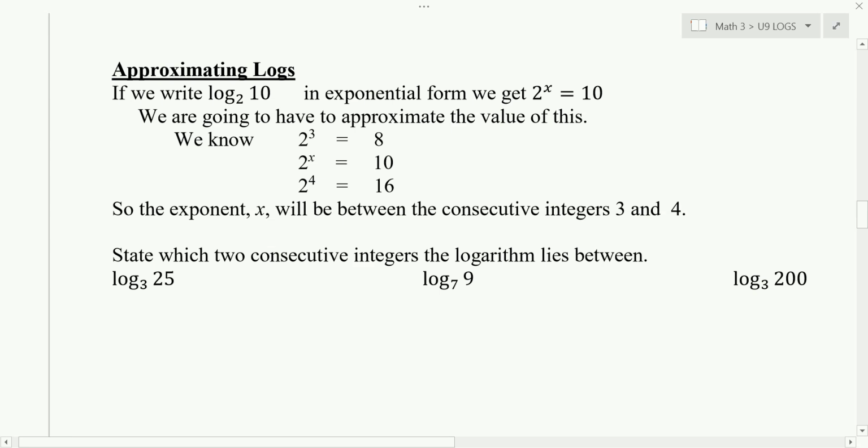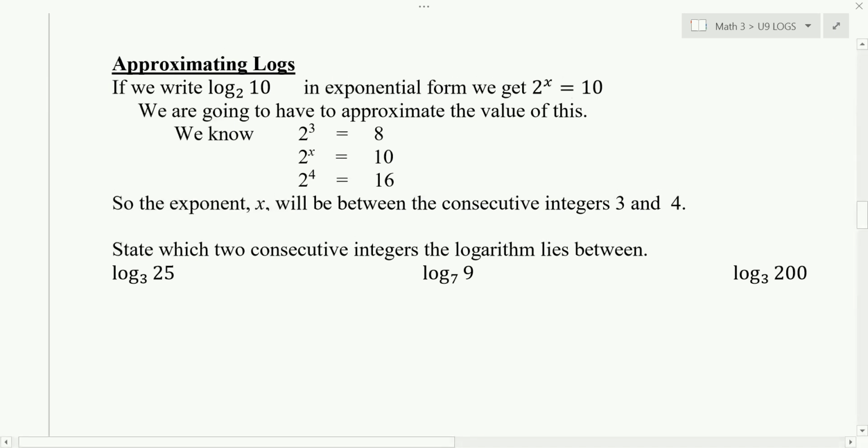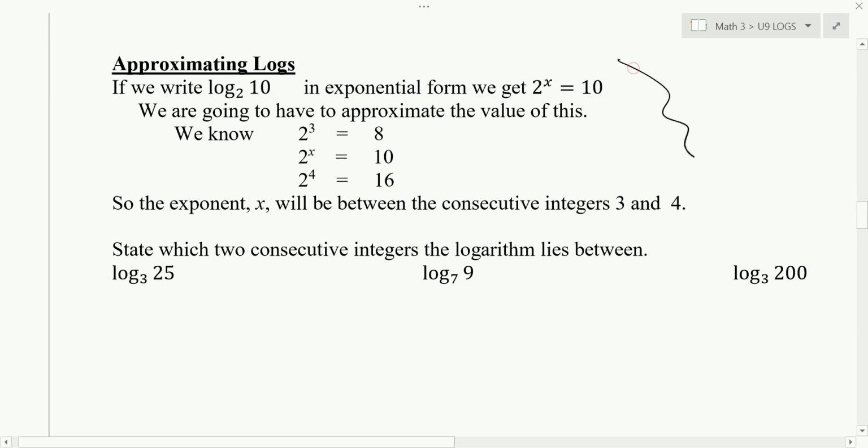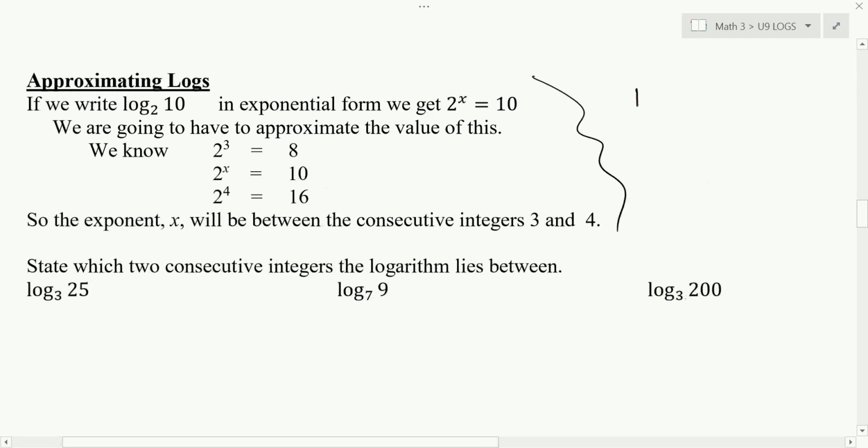Okay. Next, I want to talk about approximating logs. So there's a little example that I'll walk through. If we start with trying to find the log base 2 of 10, and you say, well, what does that mean? That means, well, 2 to what power is equal to 10? We don't know that, right? 10 is not a power of 2, and so it's not going to be a nice, easy answer to get. So we can approximate it.